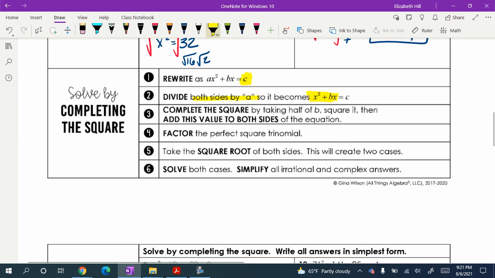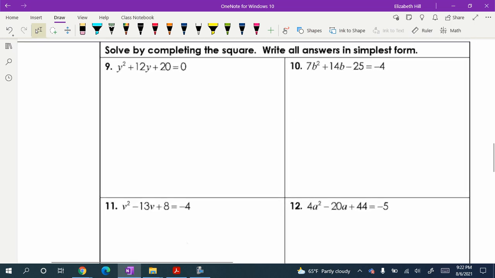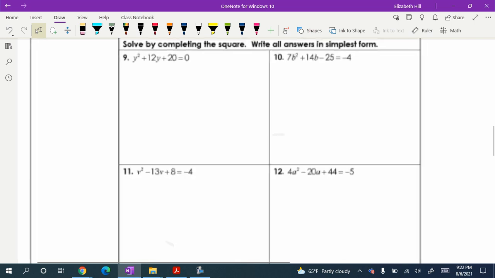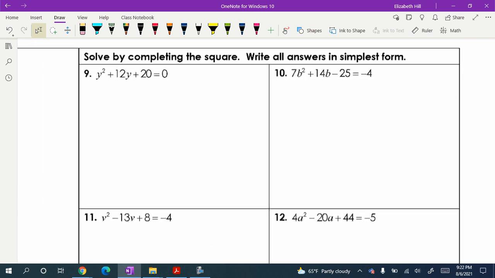All right, so let's go ahead and take a look at number 9. And I'm probably going to do 9 and 10 with you guys. And then I'm going to have you try and do 11 and 12 on your own, because I think those look like good ones to try.